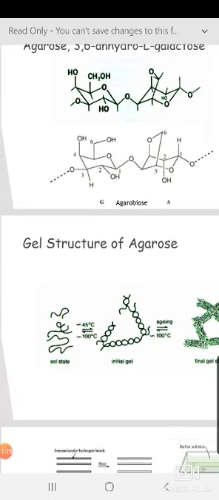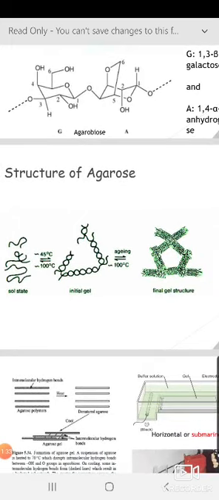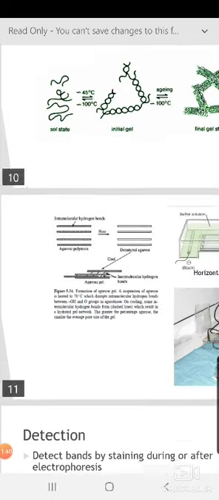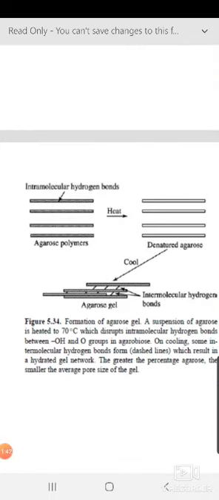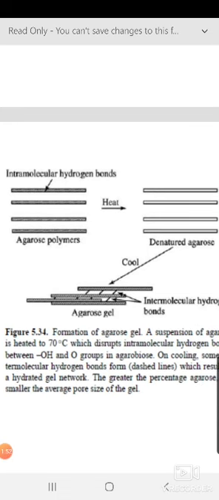Now see the gel structure of agarose, what is actually formed here. This is the sol state at 45 degrees, the initial gel. Then with aging, it forms the final gel structure. It will be much clearer if I show you this, and hopefully when you are writing the principle of agarose gel, you should mention this. There are intramolecular hydrogen bonds in the agarose polymer. Once you heat, it gets denatured. Then again you are cooling.